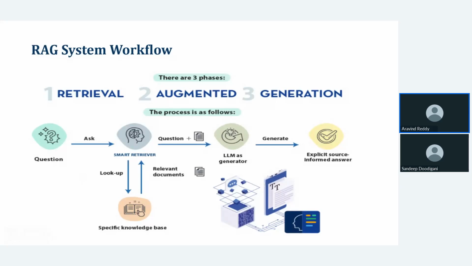The user will ask a question. The next retrieval step is specified, meaning it will search in the documentation, which is added to the system. Then, using the documentation and the question, it will search in the document and pass it to the generator, which will generate the response. The generator, nothing but the LLM, will generate the response. So this is how the system workflow goes.